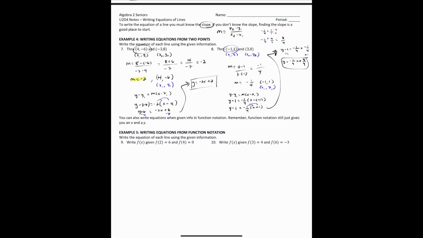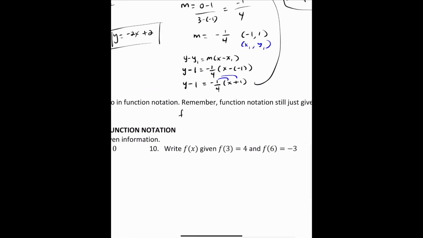Moving on. Now, we can write equations when you're given the information in function notation form. So remember, function notation still just gives you an x and y. Now, I want to make sure that we all understand that f of x is the same thing as y. Okay? So when you input an x into your function, it's going to spit out a y value.